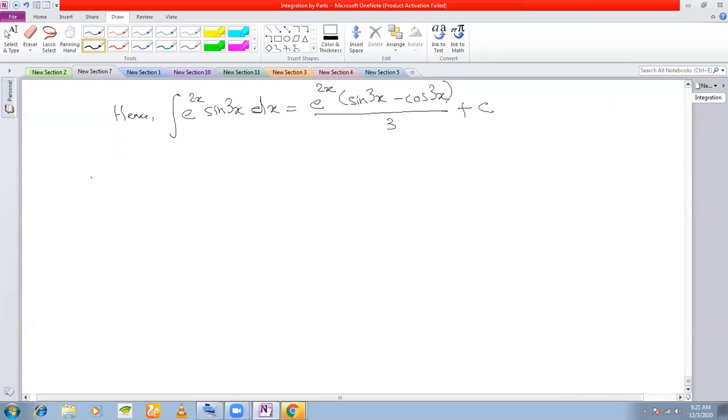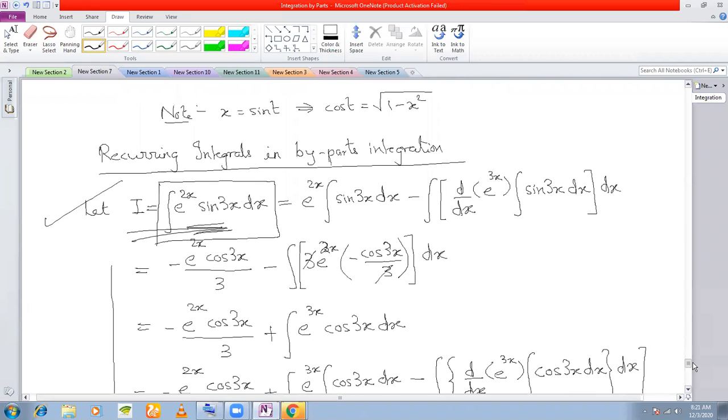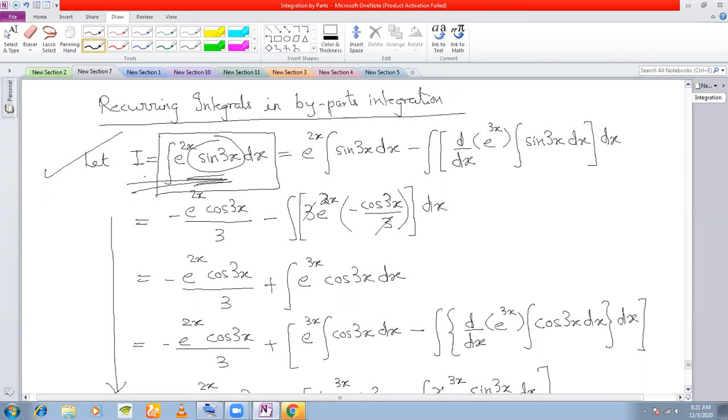This integral is integral e to the power of 2x cos square x dx. How to integrate this? Now see, this does not look like the previous form. This is a product of a trigonometric function and an exponential function. But the problem here is that we have a power of cos, which is a square. In the previous integral that we have done, we did not have any power here. Did we have any power of sin 3x? No, we did not.